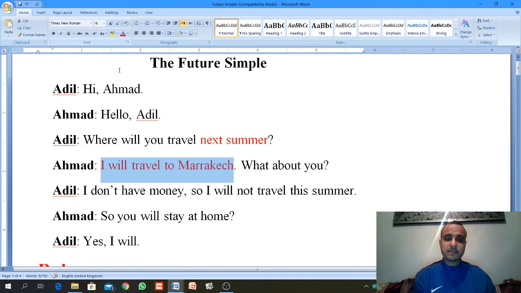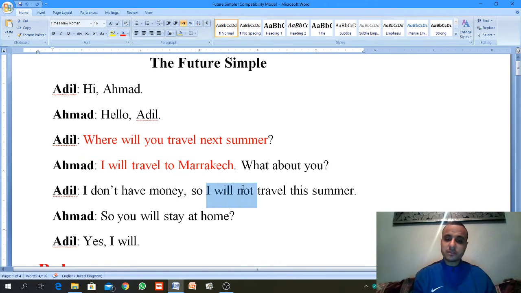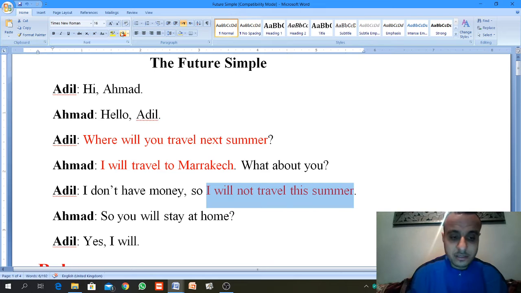Now the interrogative sentence. This is an interrogative sentence. Where will you travel next summer? This is a question. We have a question mark. Now the negative, we have I will not travel this summer. This is the negative. We have not. I will not travel this summer.